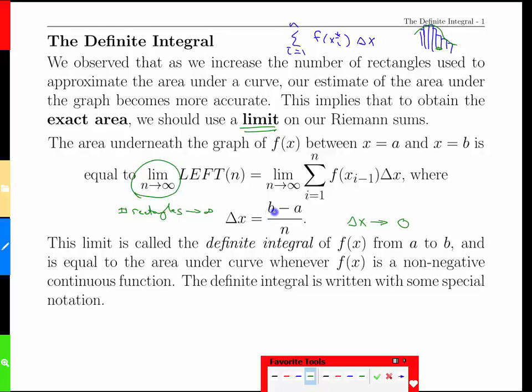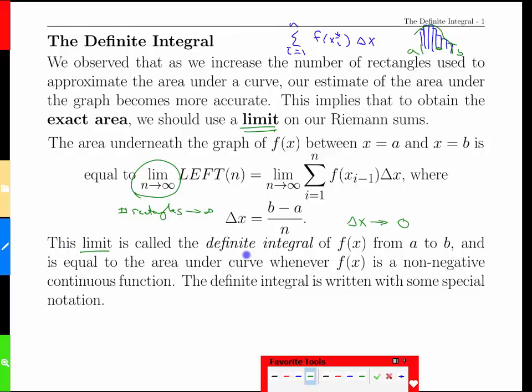We can see in this formula that the width of each rectangle, of course, gets smaller as we use more and more rectangles on the same a to b interval overall. And we can see why we need to use a limit in this, because of course we have function values times something. We can't just use 0 as our width. We have to approach 0 and see how that works out.